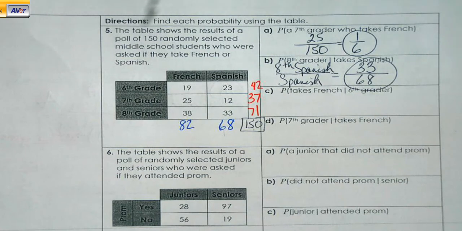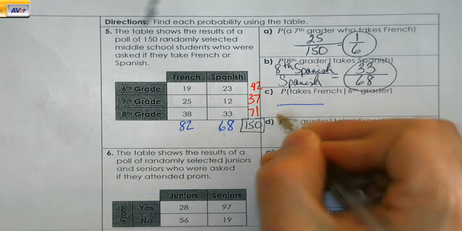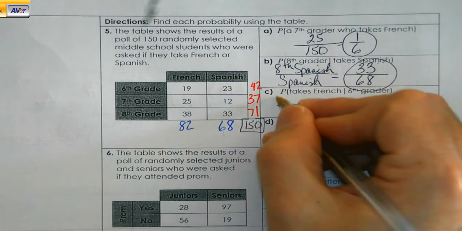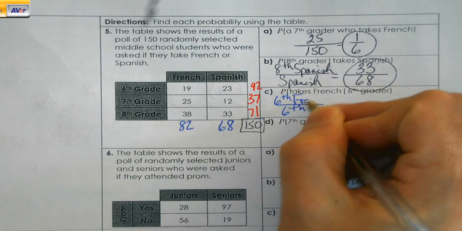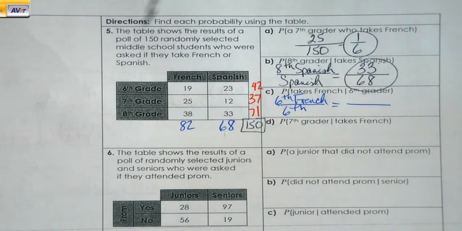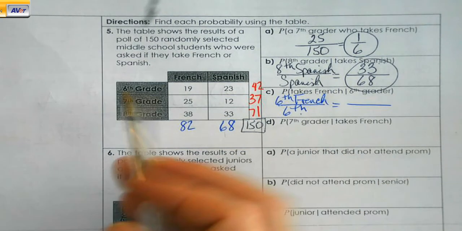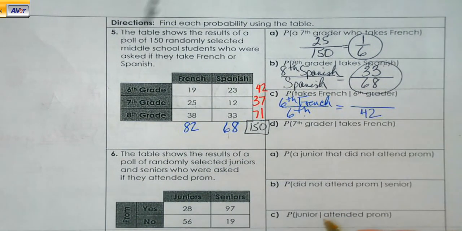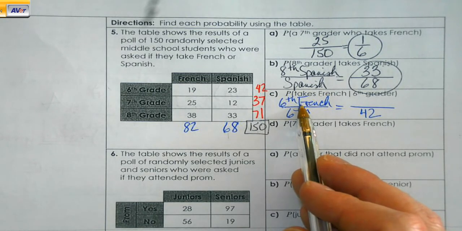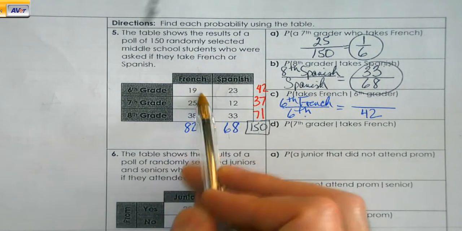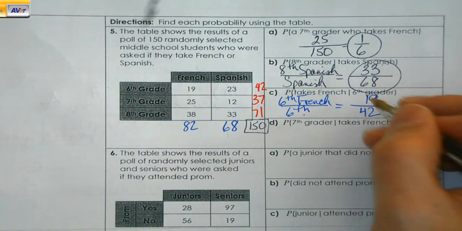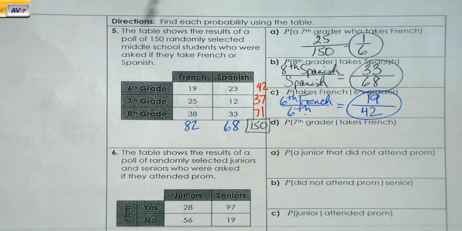So just keep drilling into yourself. Whatever is after is my denominator. Both together is my numerator. So again, my denominator is all the 6th graders. So they're going along here. So I'd have 42 of them. But then it narrows down again, becomes more specific. 6th graders that took French, right there. Double check to make sure it doesn't reduce anymore. Go on about your business.